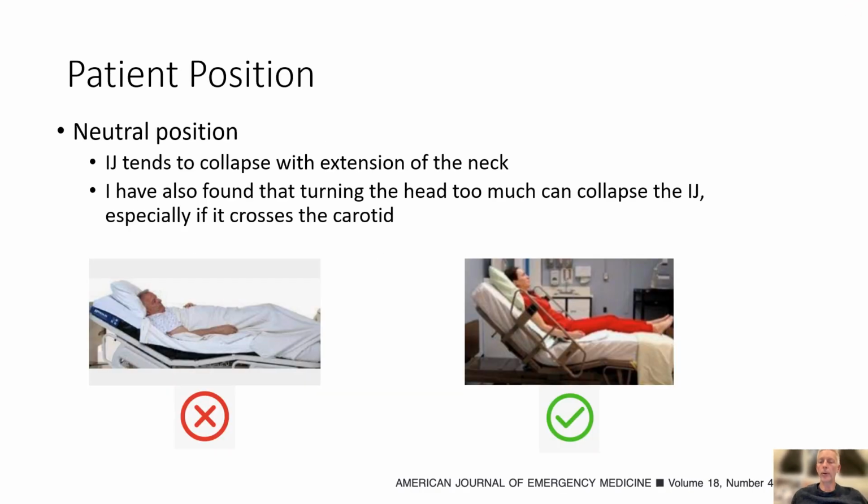A quick note about patient position. The internal jugular vein cannot be properly interrogated in a patient that has migrated to the foot of the bed, as seen in the image on the left. The IJ serves as a manometer. There must be free flow of fluid within the manometer. Therefore, the head, neck, and upper body must be in a neutral position.